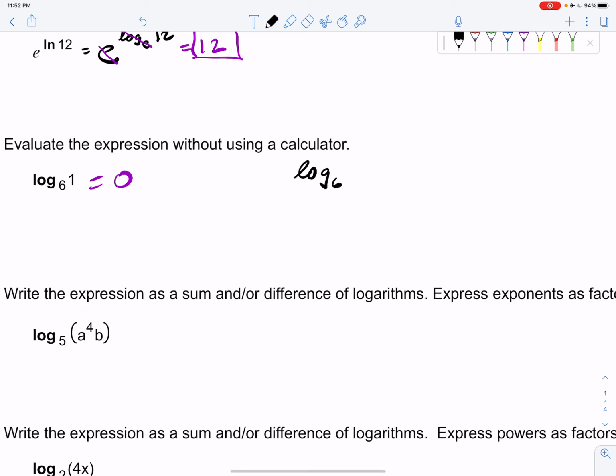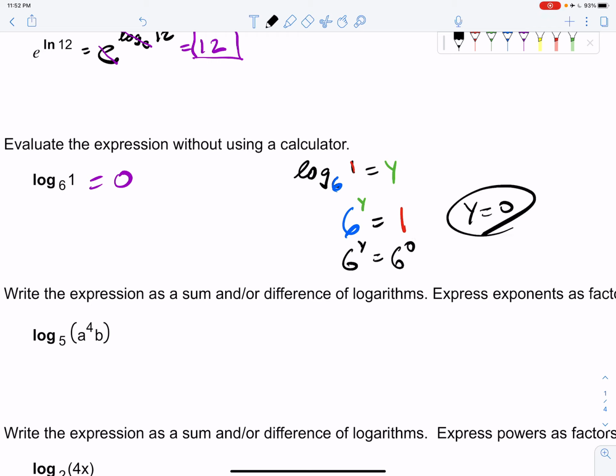Log base 6, if you didn't have the property, log base 6 of 1, and we don't know what it equals, so we'll say, let's just make it equal to y. Then you just change it using the definition to an exponent. What's the base? 6 raised to the y equals 1. And you would ask the question, well, 6 to the what power equals 1? Or you might go, 1 is 6 to the 0, so therefore y equals 0. But instead of having to go through all that trouble, we just use a property now because we know it's always true.